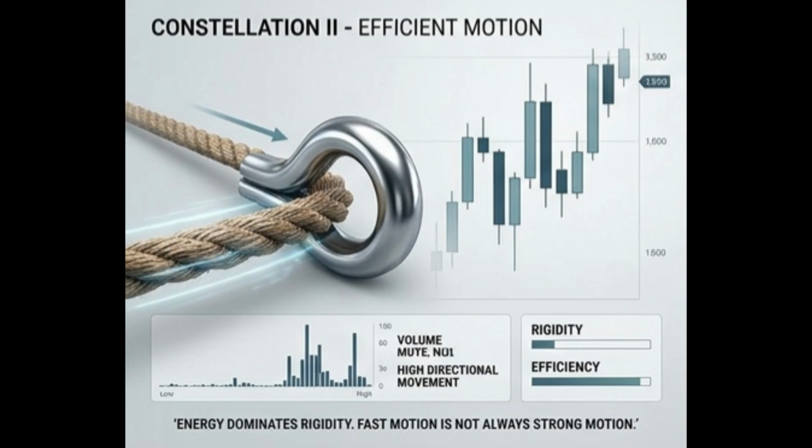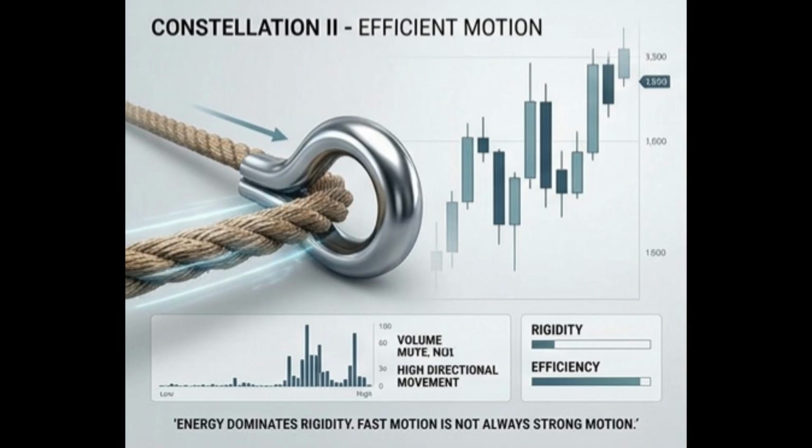Constellation 2. Efficient motion. Now imagine a different contest. The rope moves rapidly. Neither team offers much resistance. Each pull produces immediate movement. This does not necessarily mean the winning team is exceptionally strong. It may simply mean that the opposing resistance is weak. Movement becomes efficient because very little force is wasted overcoming rigidity.